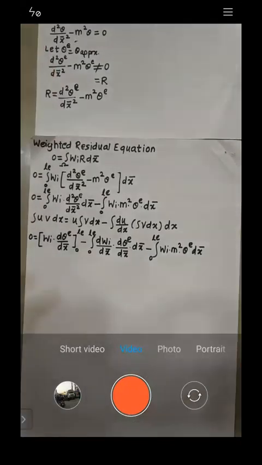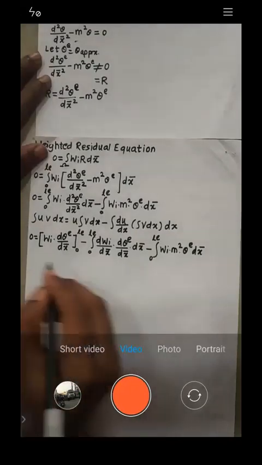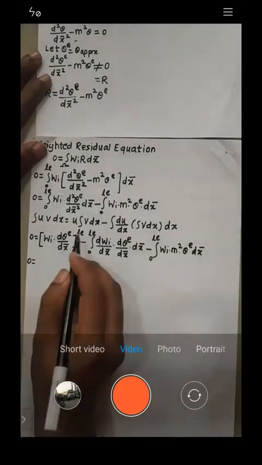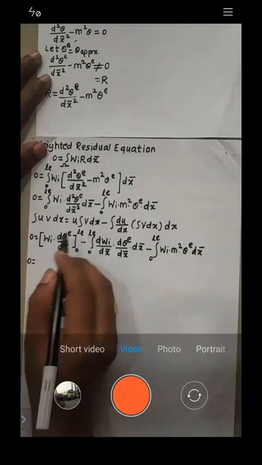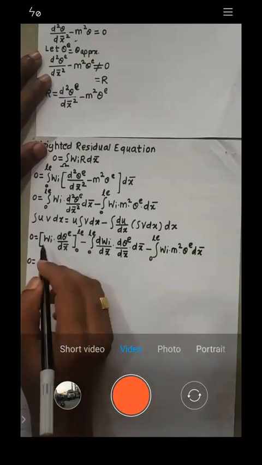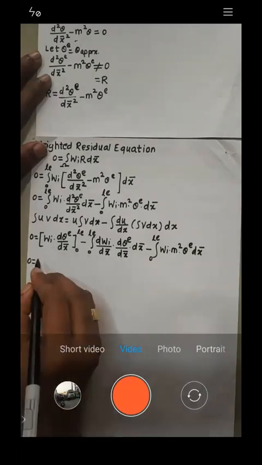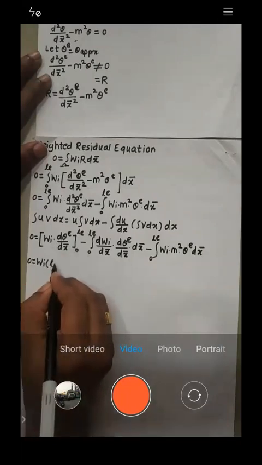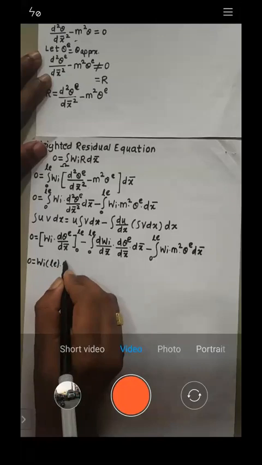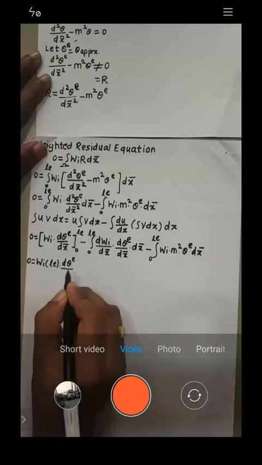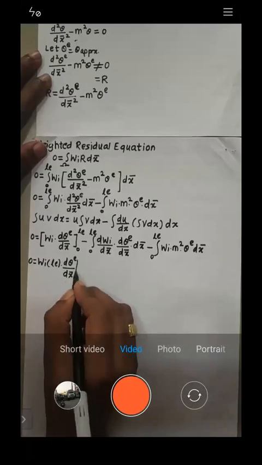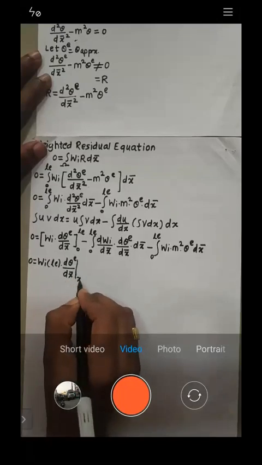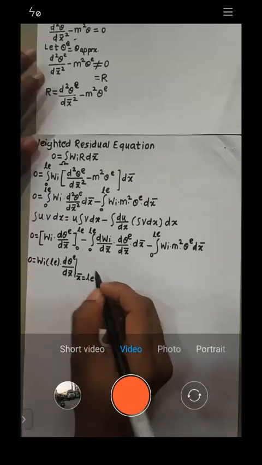Okay, now we are supposed to give the limits to the integration, right? So 0 is equal to, now we need to give the limits, right? Sorry, we need to put this term, right? We have given the limit, now we need to put that, right? So what I will get, it's weight function at LE into d theta e by dx bar, right? At x bar is equal to LE. Is it okay? This when LE and this when LE, right?